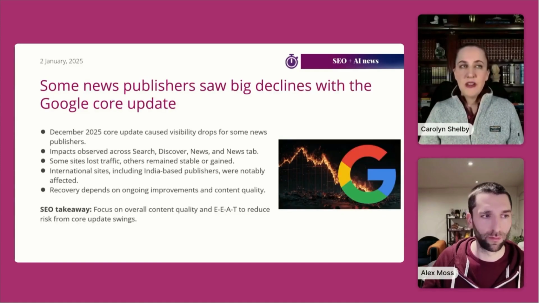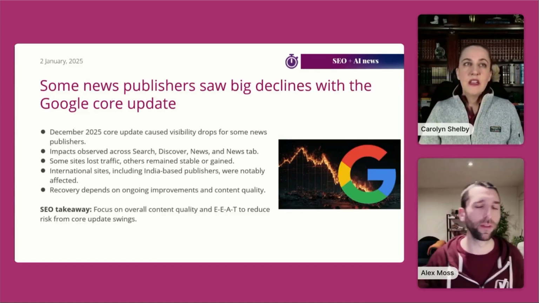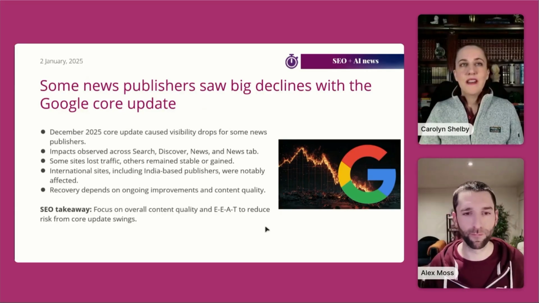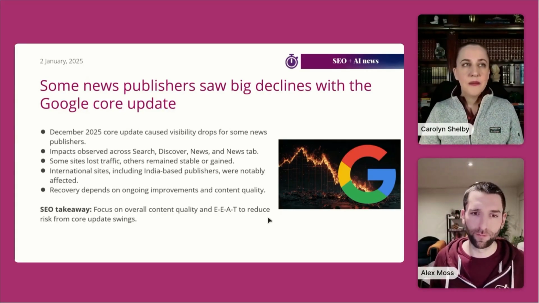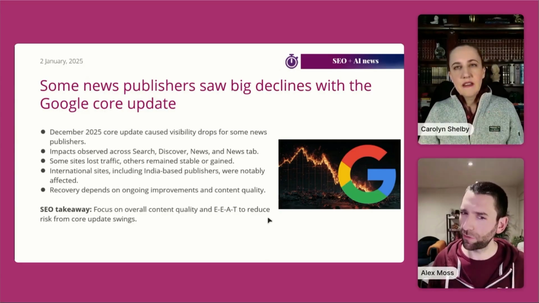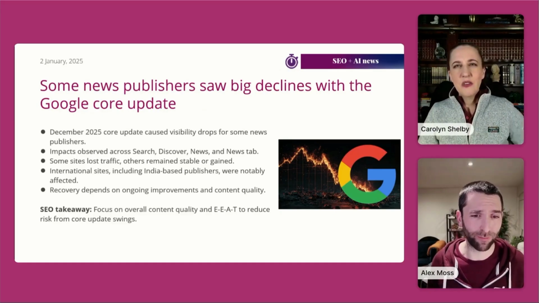Some news publishers, this news came out January 2nd. Publishers saw big declines with the last core update. You'll remember the last core update came out kind of mid-December. I think it finished on the 29th of December. So it was obviously 2, 3 months ago.